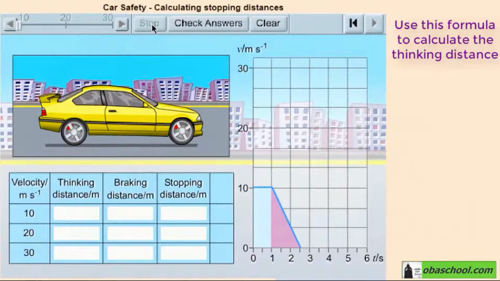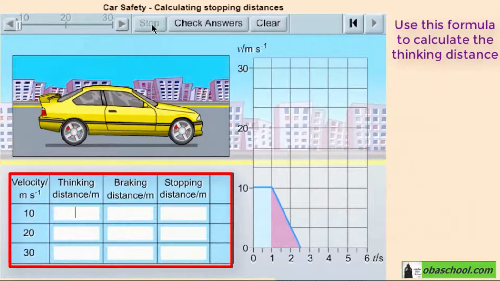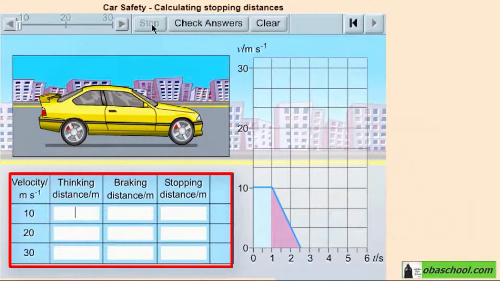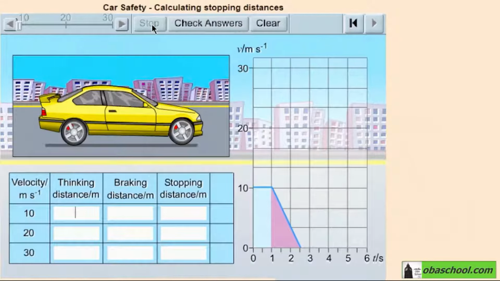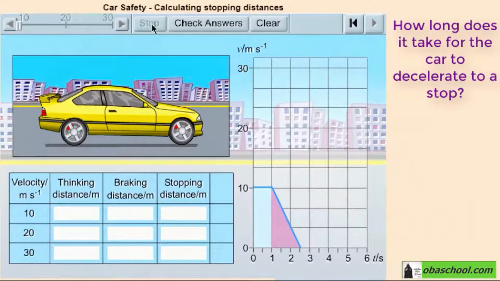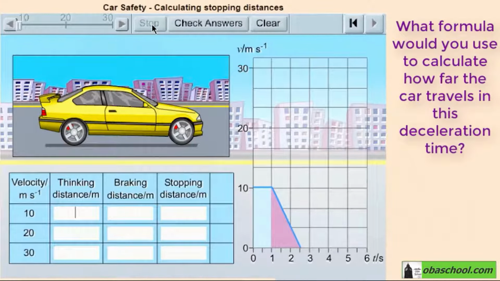Use this formula to calculate the thinking distance, and copy the table here on a paper and enter the value in the appropriate cell. How long does the car take to decelerate to a stop? You are right, 1.5 seconds. What formula would you use to calculate how far the car travels in this deceleration time?